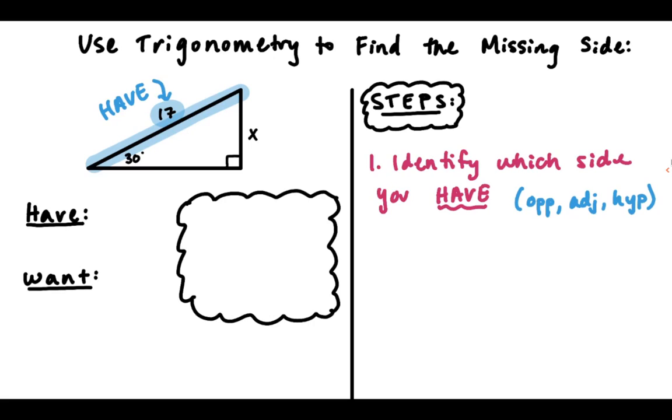And now we need to figure out which side of the triangle is that. Is that opposite, adjacent, or hypotenuse? So I notice that this blue side is across from the 90-degree angle, which means that this is the hypotenuse. So down here, I'm going to write that the side that I have is the hypotenuse. Okay. Second step is we're going to do the same thing with the side that we want.